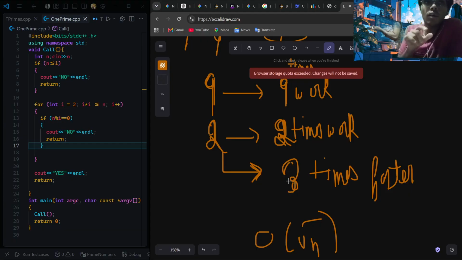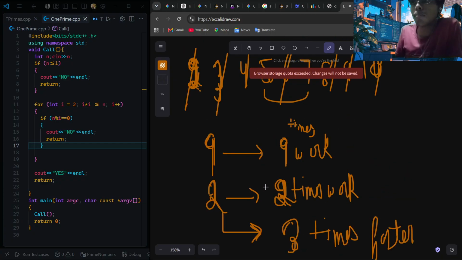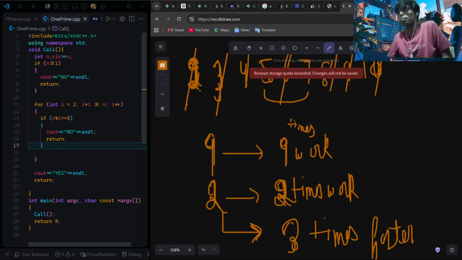faster, and we are optimizing it on the CPU level, not in the time complexity level. So this is also one way of optimizing prime factor checking, or basically knowing whether a number is prime or not.